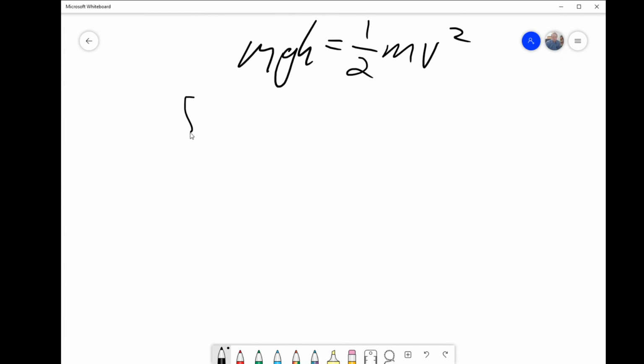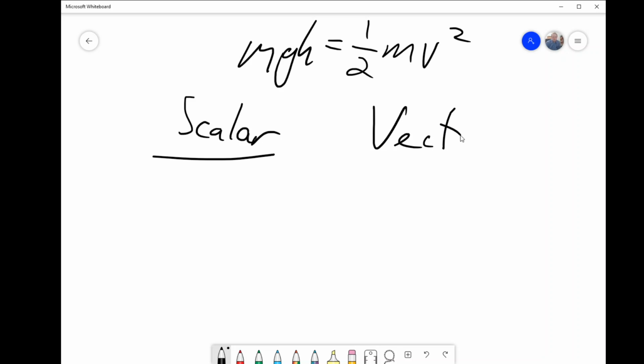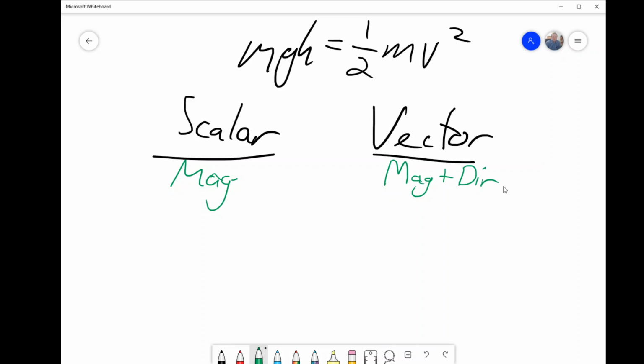One of the key differences and key concepts we dealt with was scalars versus vectors. So a scalar is a magnitude only, whereas the vector is the magnitude plus the direction. That is a very critical difference. So for example, let's take a look at distance versus displacement.